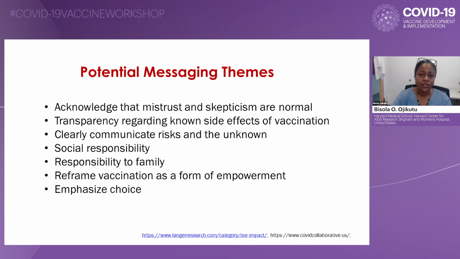Lastly, a number of potential messaging themes and strategies have been suggested that should, of course, be adapted depending on the population or community or patients who you're speaking with. As mentioned, acknowledging that mistrust and skepticism and fear are normal, particularly during a pandemic involving a new virus, is a strategy that could be used. Transparency regarding the known effects of vaccination, clear communication regarding the risks and the unknowns, the role of social responsibility in vaccination, the responsibility of family and friends, reframing vaccination as a form of self-empowerment, and emphasizing choice are all messages that can be adapted depending upon the audience.